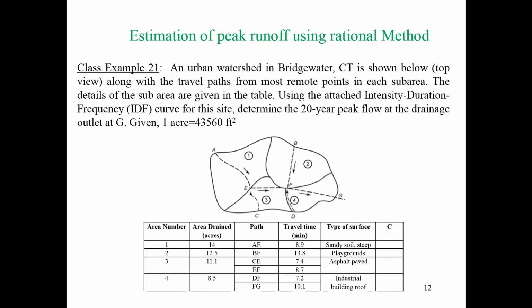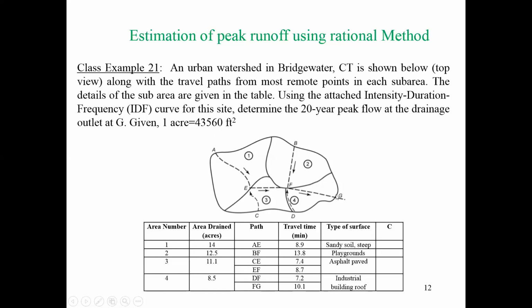An urban watershed in Bridgewater, Connecticut is shown below, along with the travel paths from the most remote point in each sub area. The details of the sub areas are given in the table here, like what type of surface and the travel time. Using the attached intensity, duration, frequency, or IDF curve for this site, determine the 20-year peak flow at the drainage outlet at G. So this is the whole watershed, and G is the outlet.